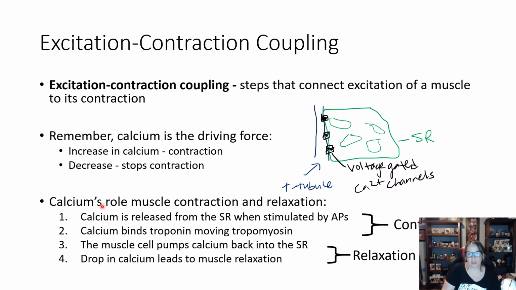So when we have a contraction, just in very, very simplistic terms, because once again, we're not in physiology. In very simplistic terms, the calcium gets released because of that change in voltage from the action potential, binds to troponin, moves tropomyosin, and then when we want to relax the muscle, we kind of reverse everything. So we want to get rid of that calcium.